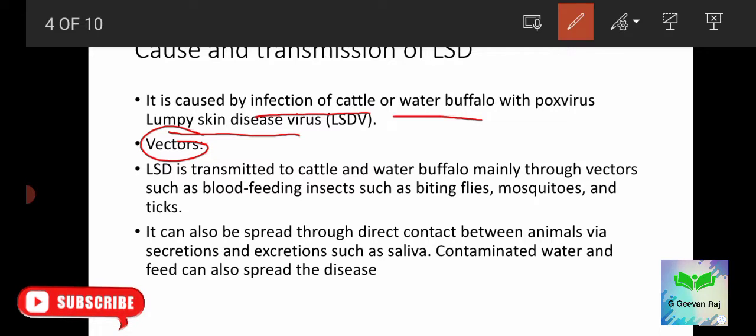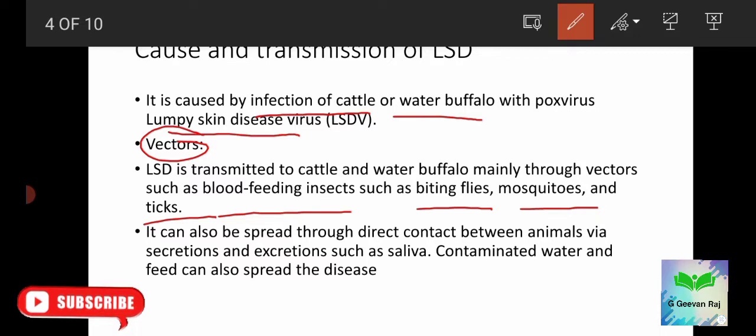Now let us see what are the vectors that are transmitting this disease. Lumpy skin disease is transmitted to cattle and water buffalo mainly through vectors such as blood-feeding insects such as biting flies, mosquitoes and ticks. So the main vectors that are transmitting lumpy skin disease are biting flies, mosquitoes and ticks.